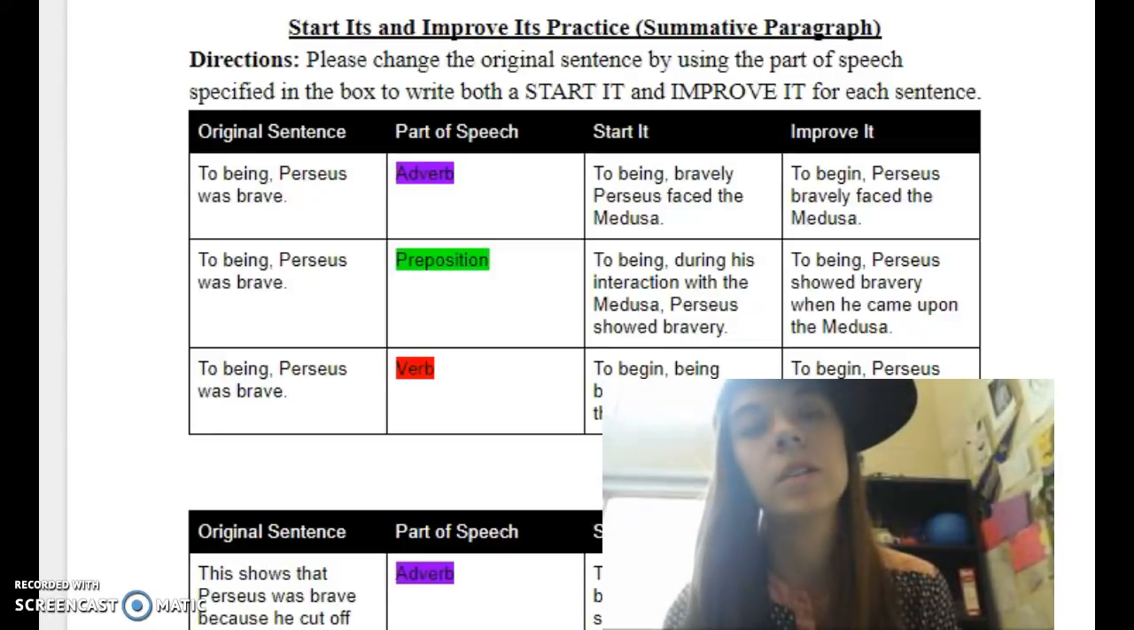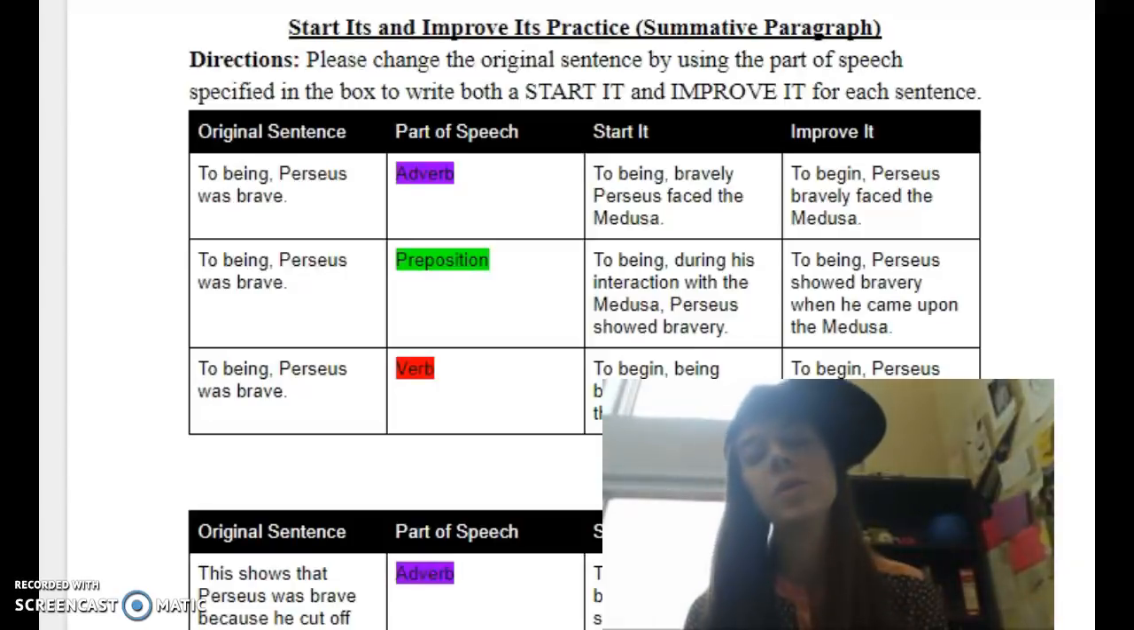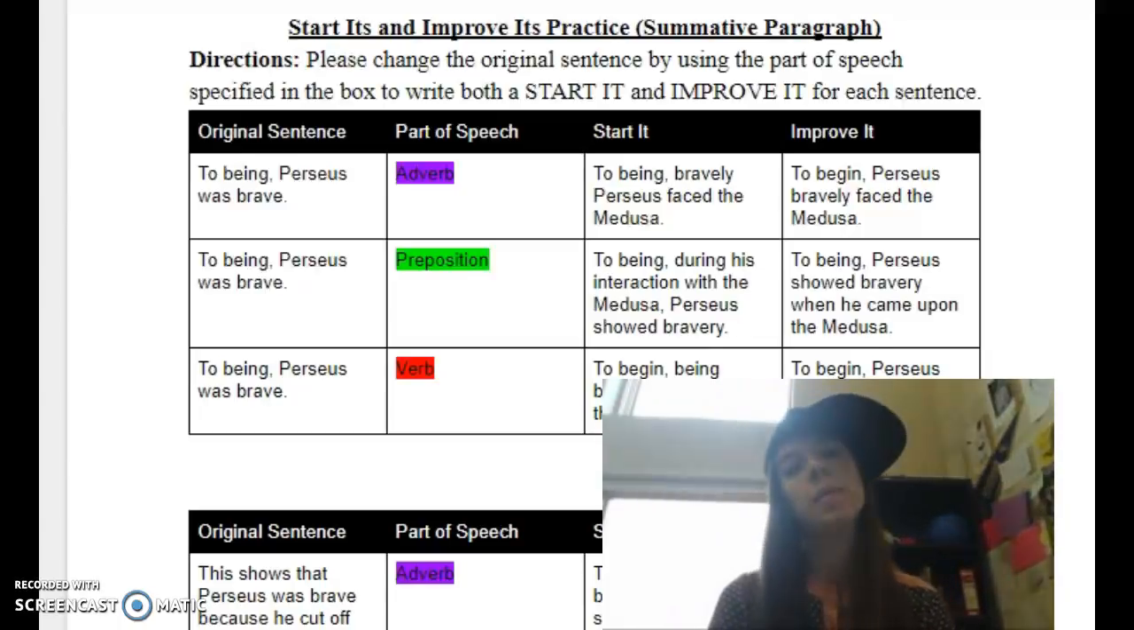We are going to be checking your Start It's and Improve It's practice. You should be on the blue square if you are on this page. Sweet. So let's take a look at your task you were going through using Start It's and Improve It's on main points and elaborates, trying to make them just a little bit better.